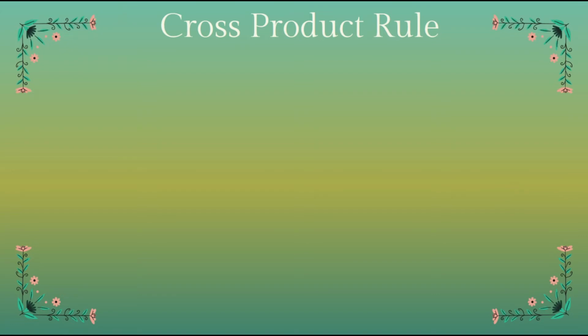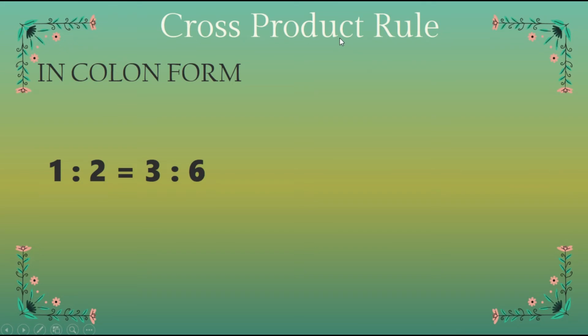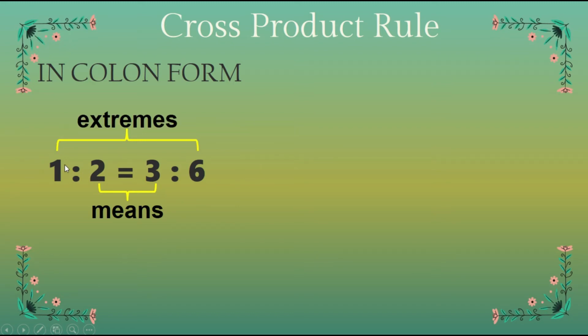To know whether two ratios are equal or they are proportion, we can use the cross product rule. In column form, we have to know what are the inner terms, or the means, and the outer terms, which are the extremes. When you multiply the extremes 1 and 6, you will get 6, and you multiply the means, which are 2 and 3, and you get 6. It means the two ratios are equal.